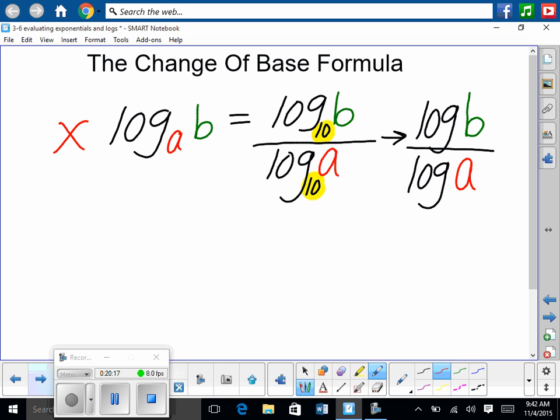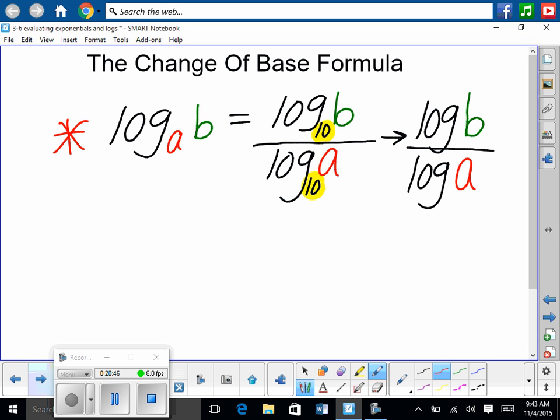So guys, here it is. Log of the base A of B, we can rewrite it. We're going to change the base so that it's base 10, because our calculator only has log to the base 10. So we have log to the base A of B. How you can rewrite it, that's equal to log to the base 10 of B over log to the base 10 of A, which is equal to log of B over log of A.